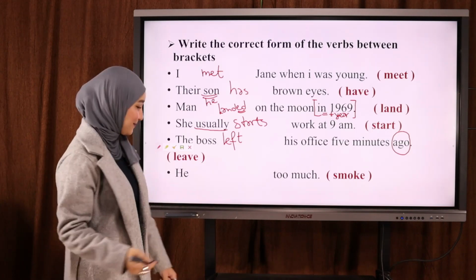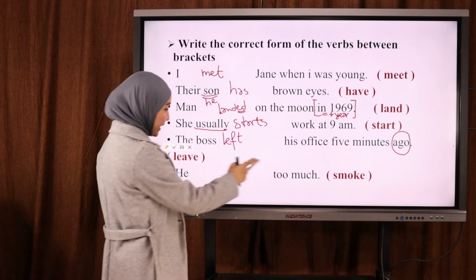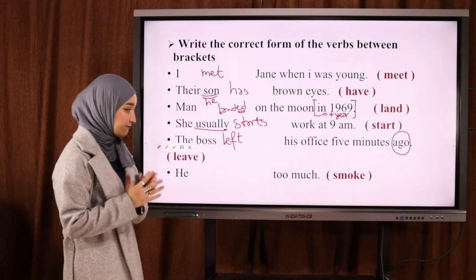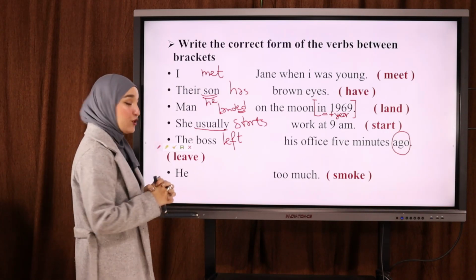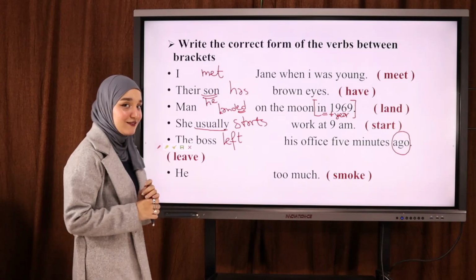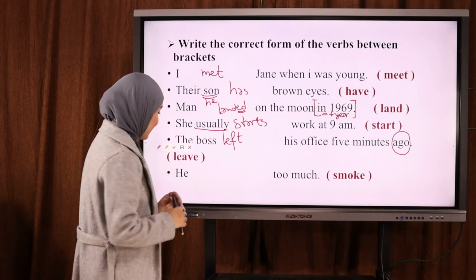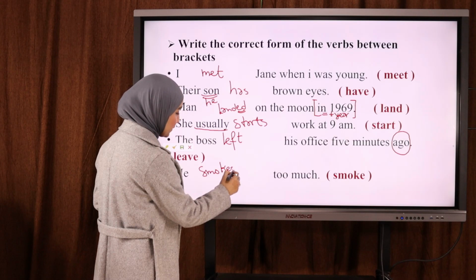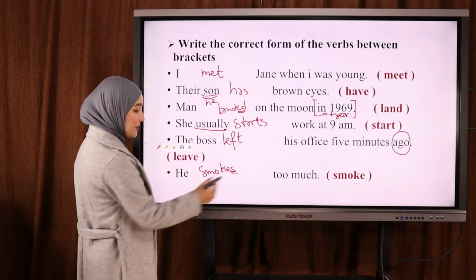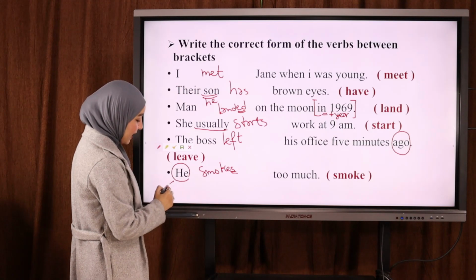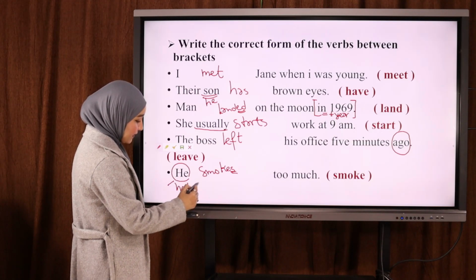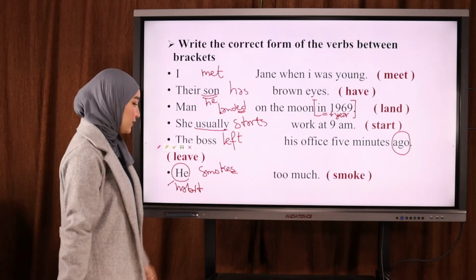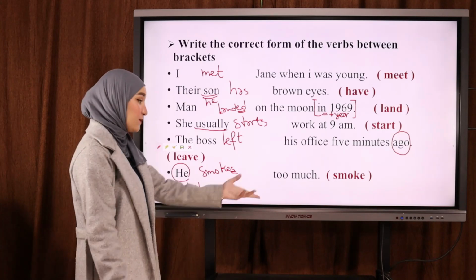منذ 5 minutes. The last example, he blank too much. And the verb smoke. What should I do? What should I use? Are you thinking? Did you guys guess it? Yes, I'm talking about a habit. هذه عادة. هو متعود. So he smokes too much. So I just add s because I have he here. This is a habit. So his routine, something that he does. It's a repeated action. Okay? So he smokes too much.